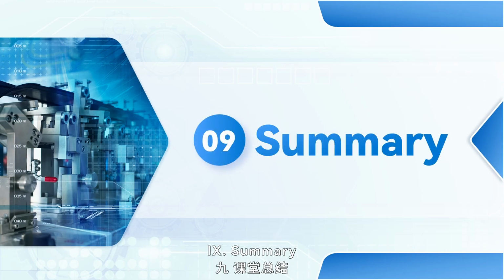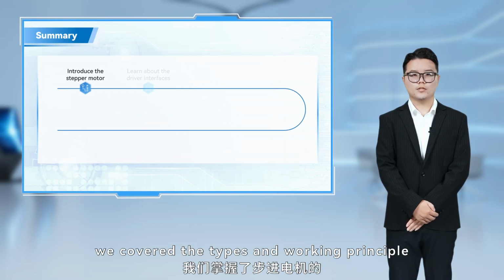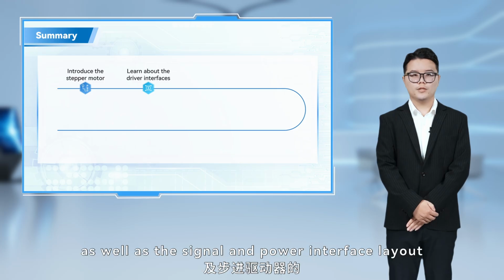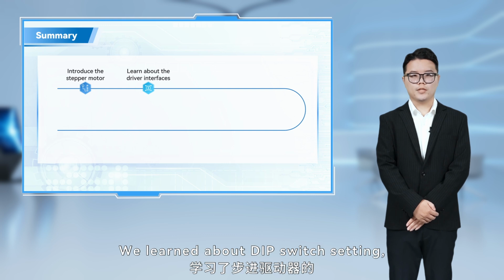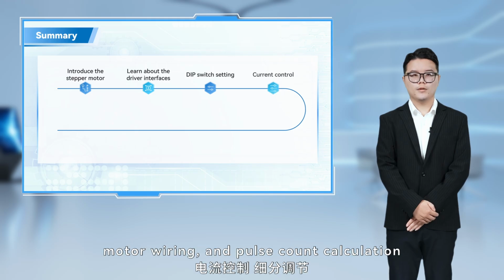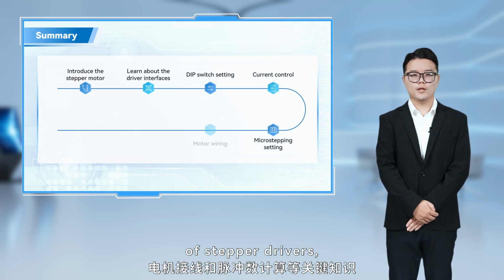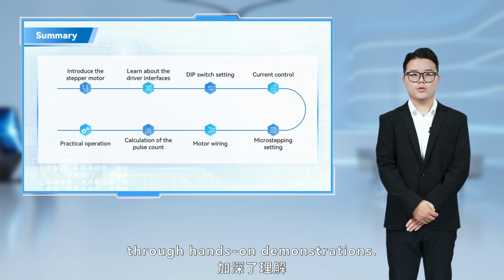Number 9. Summary. In this lesson, we covered the types and working principle of stepper motors, as well as the signal and power interface layout of stepper drivers. We learned about DIP switch setting, current control, microstepping adjustment, motor wiring, and pulse count calculation of stepper drivers, and deepened our understanding through hands-on demonstrations.